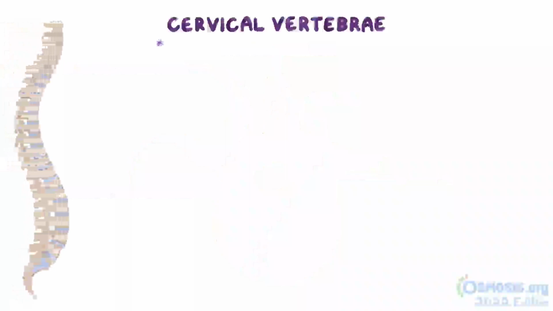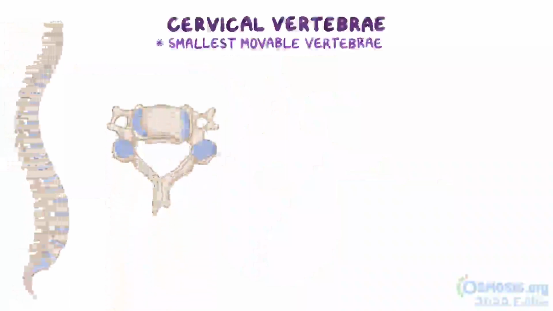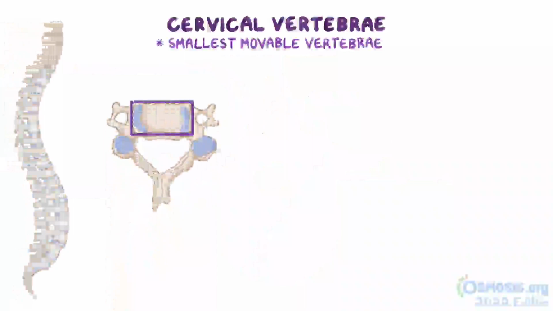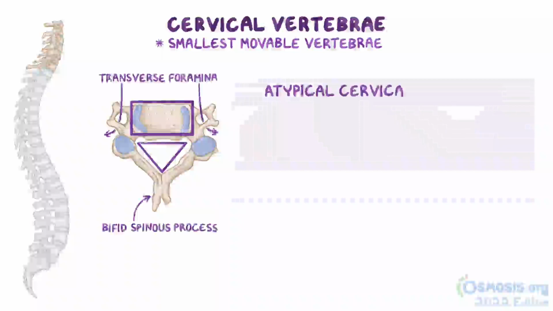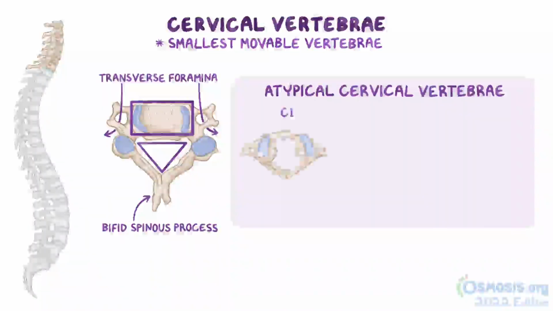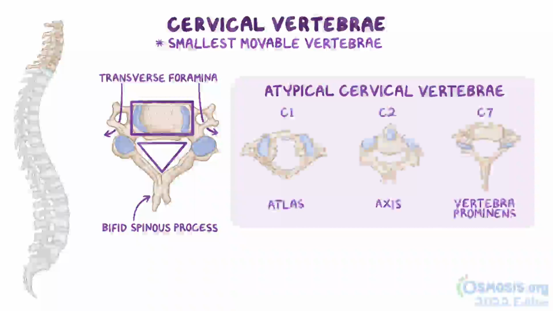Cervical vertebrae are the smallest movable vertebrae with rectangular vertebral bodies, large triangle-shaped vertebral foramen, bifid spinous processes, and a pair of transverse foramina, which are specific to the region. The atypical cervical vertebrae are C1, the atlas, C2, the axis, and C7, the vertebra prominens.